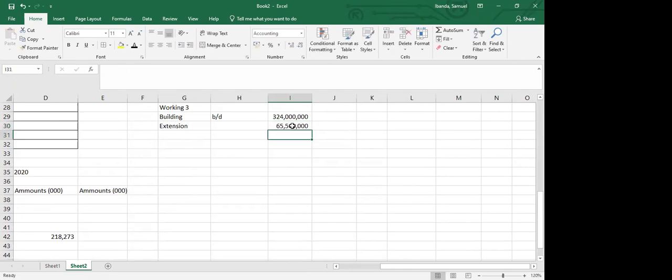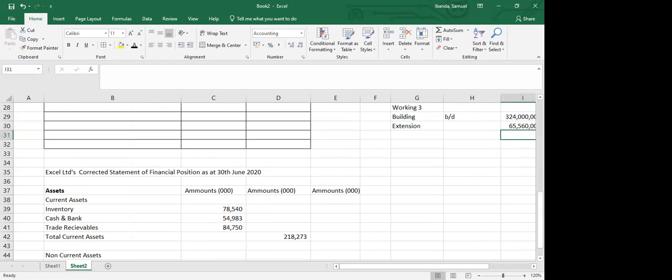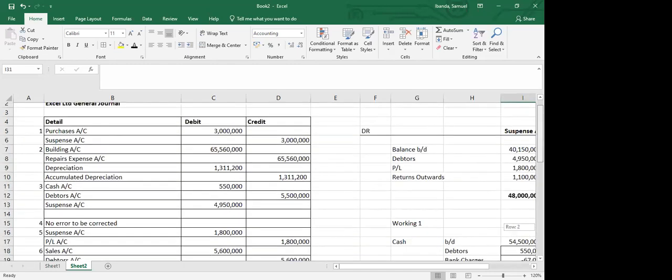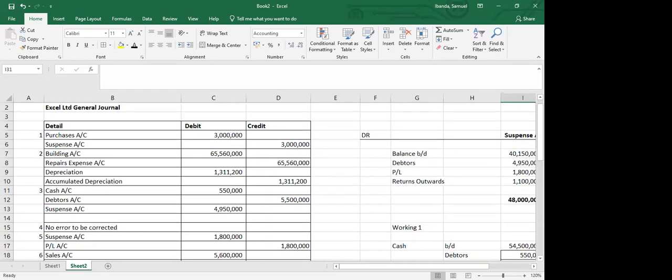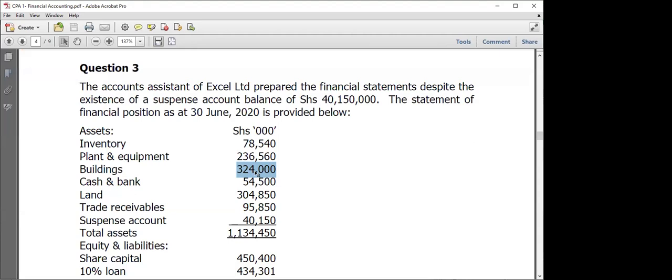560. Like that. So that is what I have as my addition to the building. It's a positive. Now, for you to note, when you look at the question very well, they have drawn up this, and these values of these assets are net values, are net book values. Now, why am I calling them net book values?